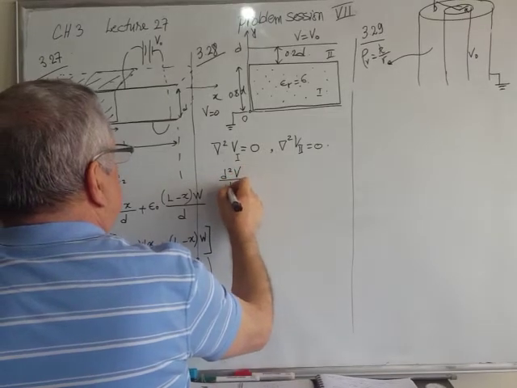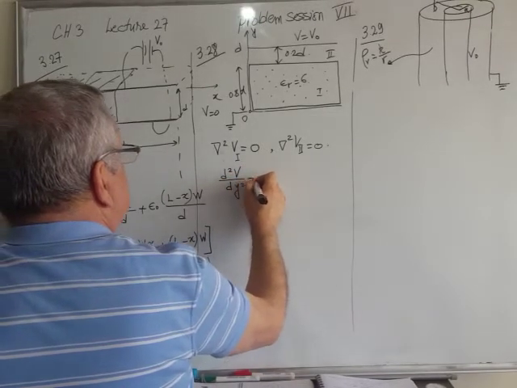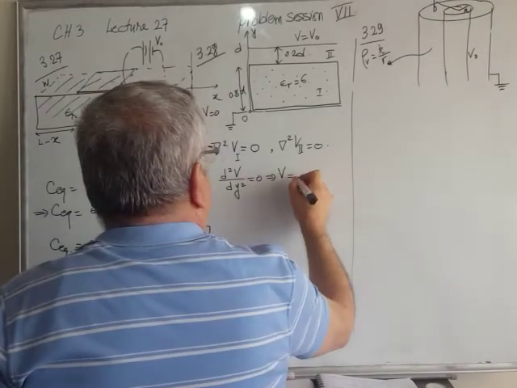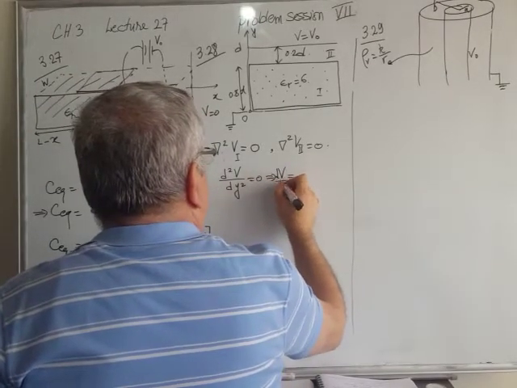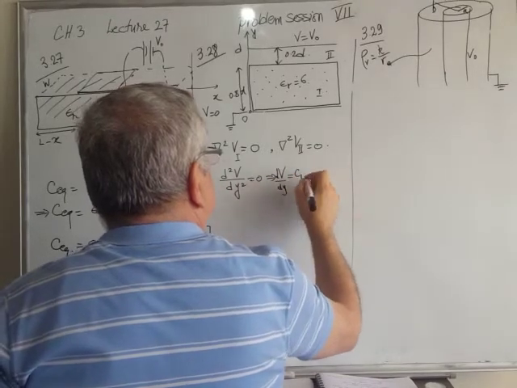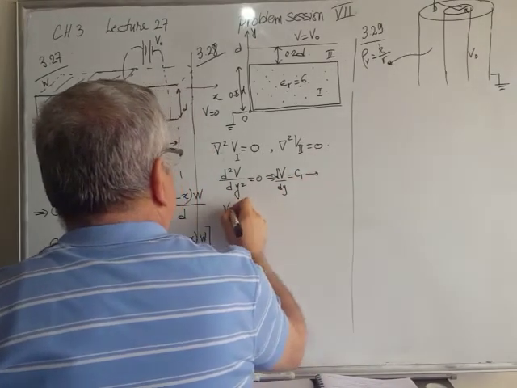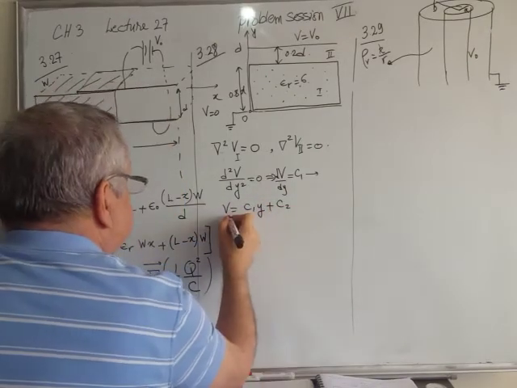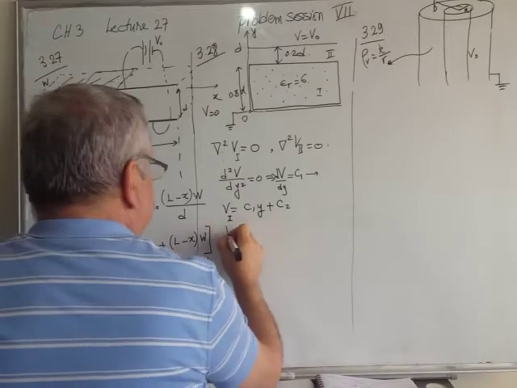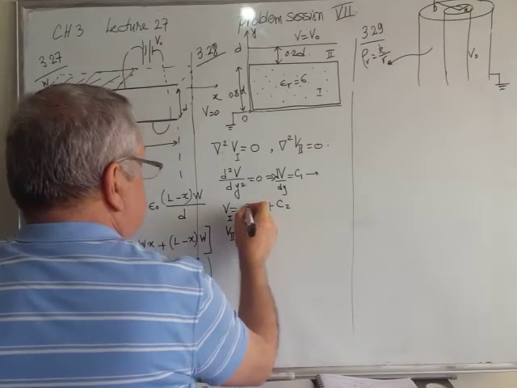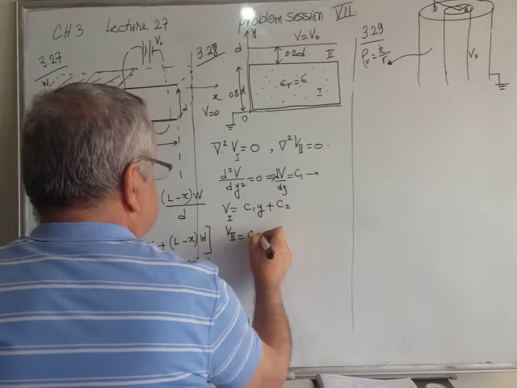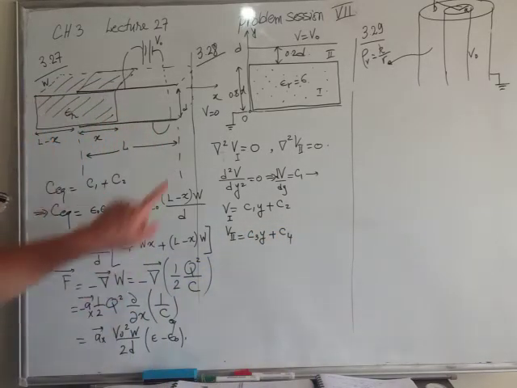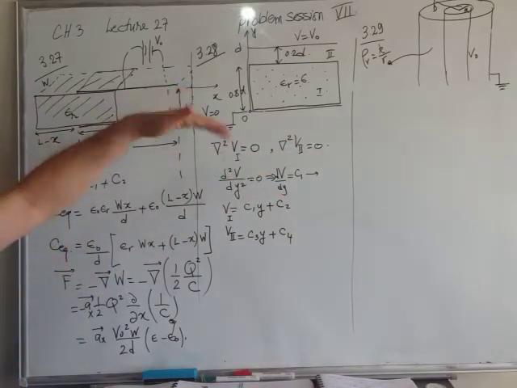d square V by dy square equals 0. It means that dV by dy is C1, which means that V is equal to C1y plus C2. That is in region 1, let's say. In region 2, a similar solution but with different constants. So you can say C3y plus C4. Okay? So we have solved Laplace's equation in both media.